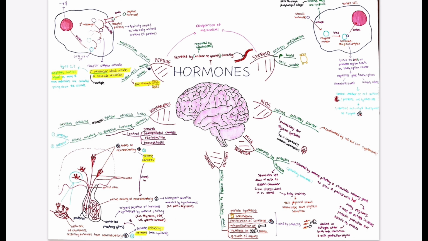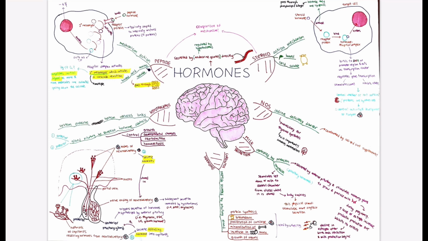For the posterior pituitary gland, nerve endings of neurosecretory cells of the hypothalamus extend all the way into the pituitary gland, where the hormones are directly secreted in the posterior gland, triggering the secretion of posterior pituitary hormones. These are just some examples.